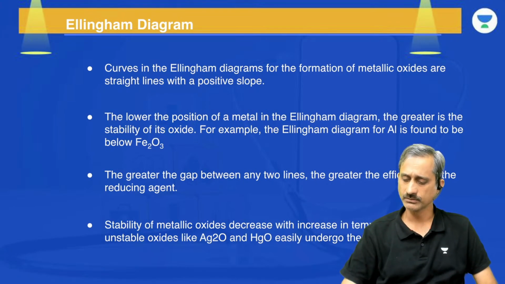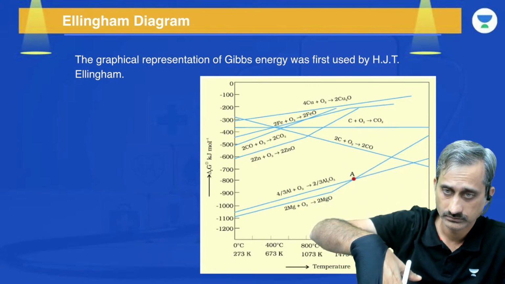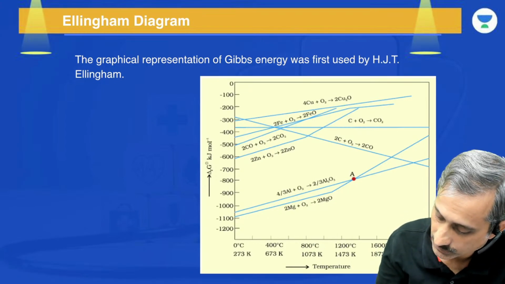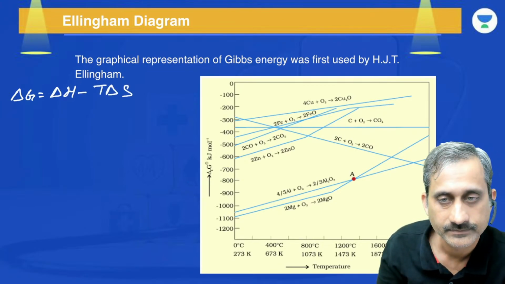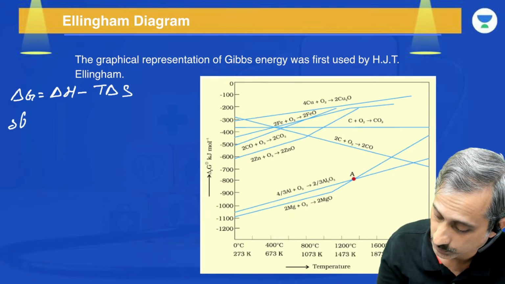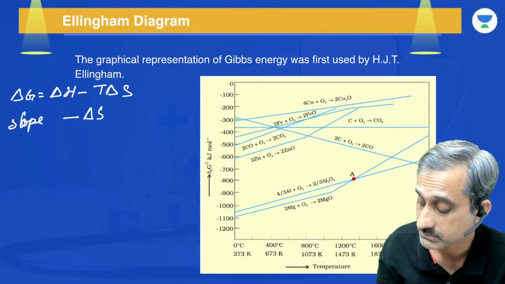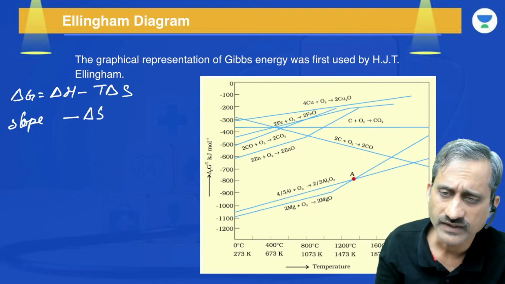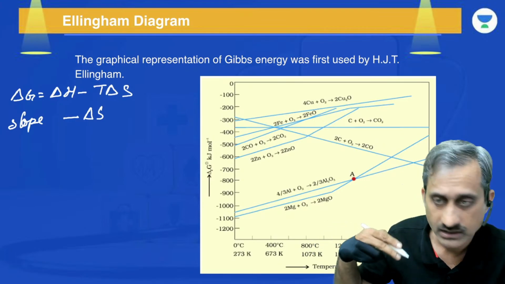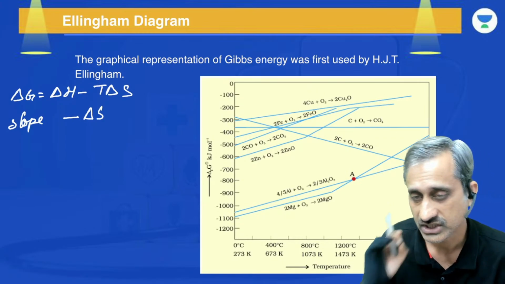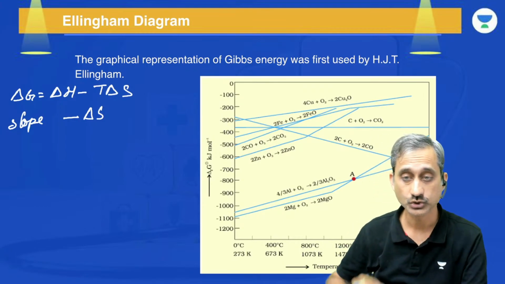Now, what we find is if we talk about this particular diagram, you can see that only one line is actually moving down. Here, delta G is equal to delta H minus T delta S. The slope of the curve is minus delta S. So if we have the entropy change as positive, the slope will move down. But if we have the entropy change as negative, the graph will move up. And just remember, there is only one oxide where the slope actually moves down.